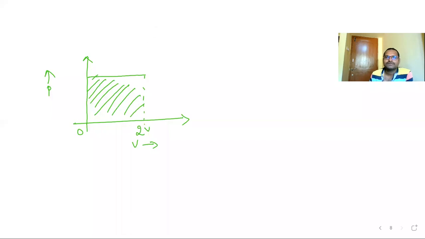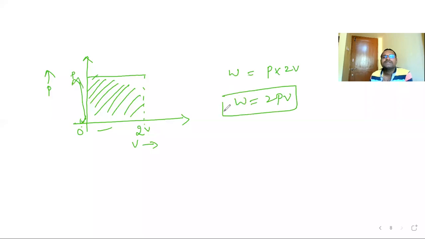Are you understanding, students? Clear? Now, how can we write this area? This length into this breadth. Let us suppose the pressure here is P. How much is this length? P to 0 is P. And the breadth? 2V. So this will be the work done, meaning 2PV is the work done. If the arrow is given like this, what is happening? Volume is increasing. That means we can take it as positive work done.